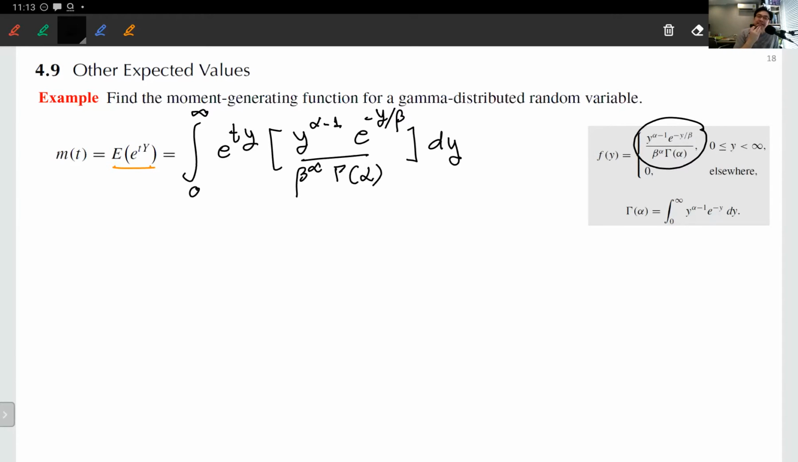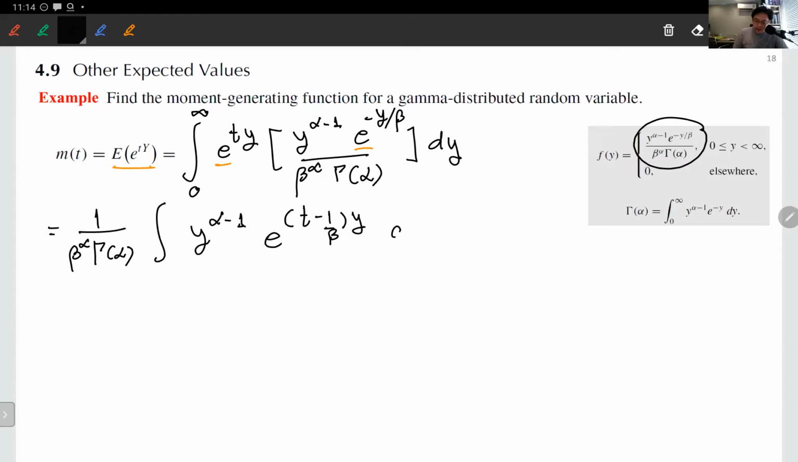How do we do this? This might not be too bad. All right, whatever constants can we pull out? Let me pull the beta and the gamma out first: beta to the alpha, gamma of alpha. These are just numbers. What else do we have? We have exponential and exponential, so why don't we merge them into a single term? So we have y to the alpha minus 1, exponential, squeeze them in, pull the common factor y, so I have t minus 1 over beta times y, dy. Here we go. That's not too bad.